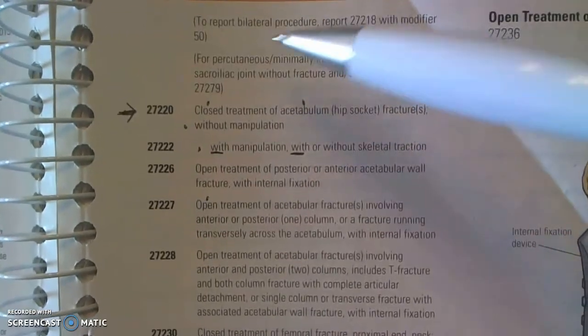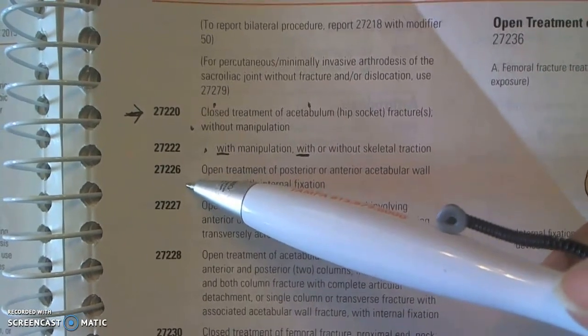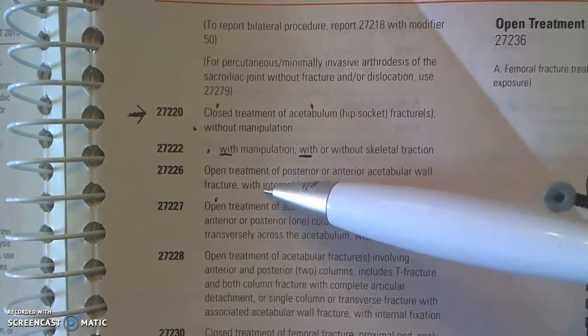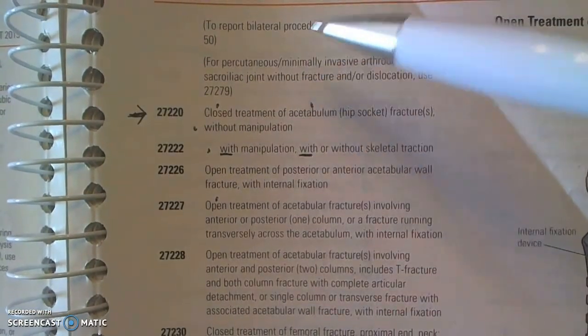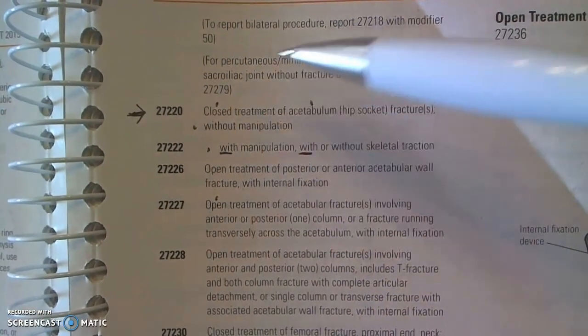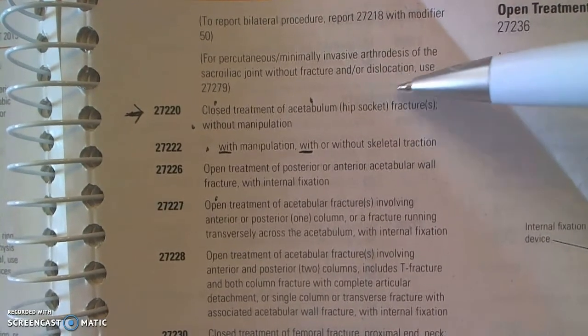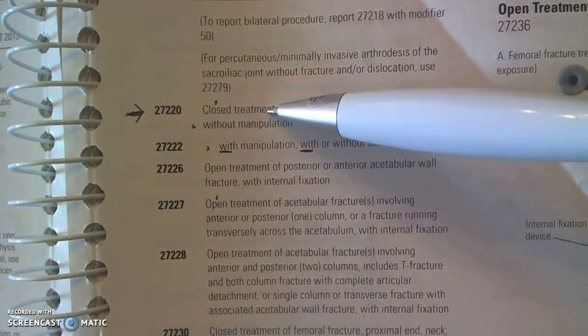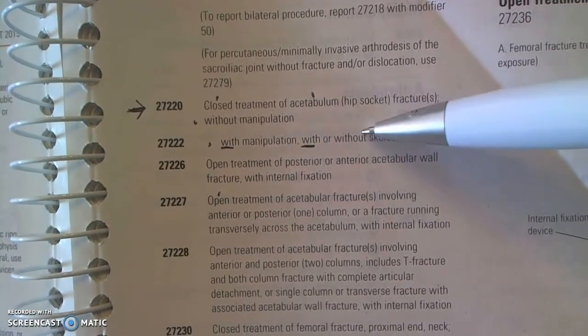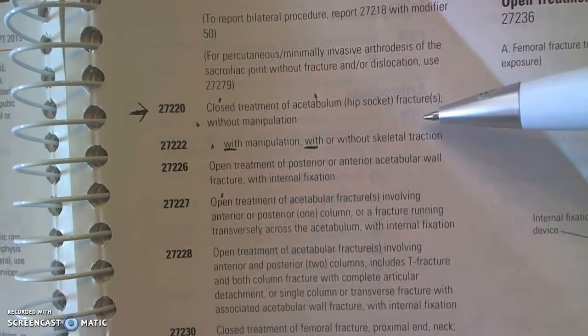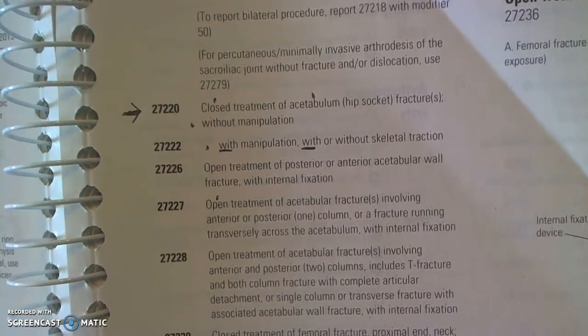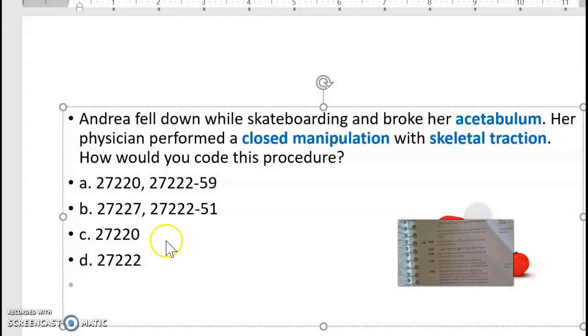Now, if you notice 27220 and 27226, what's the difference between the two, and how will we choose that? If you look at this, it says closed treatment of acetabulum, hip socket fracture without manipulation, and then you have with manipulation, with or without skeletal traction. Let's take a look at it. You have choices given here, right? You have 27222 and you have 27227. We don't even have a 26 choice given here, right?